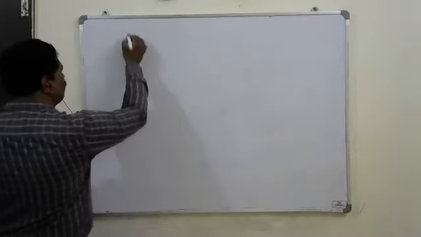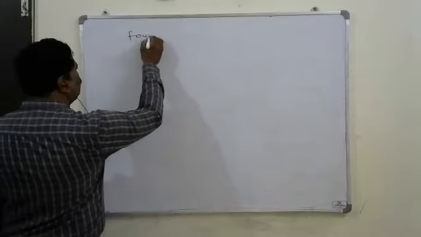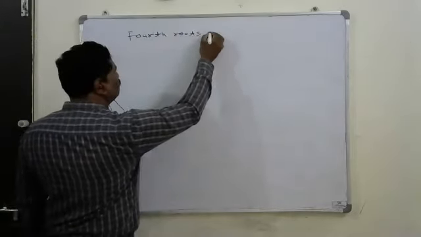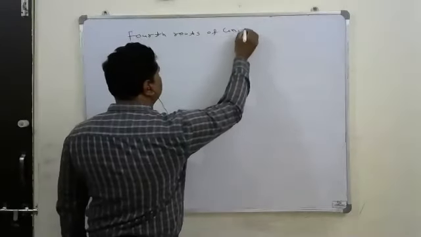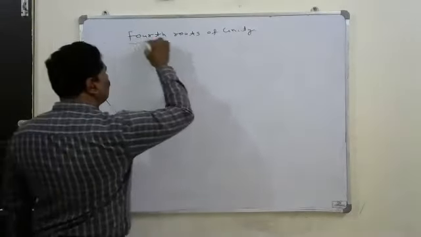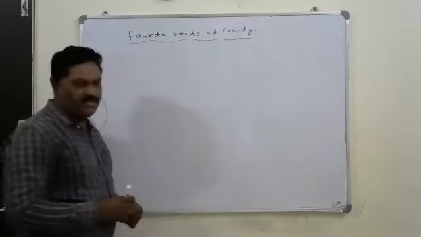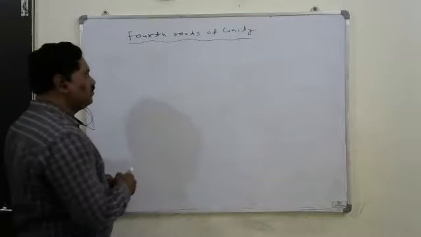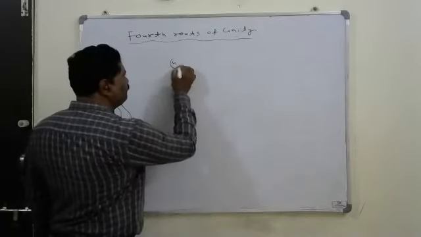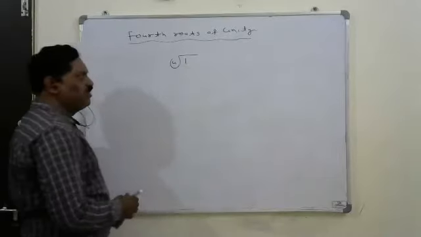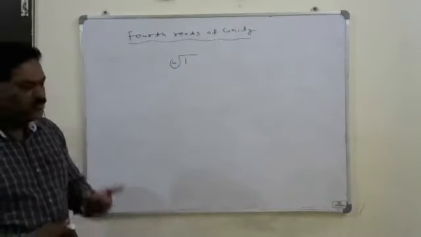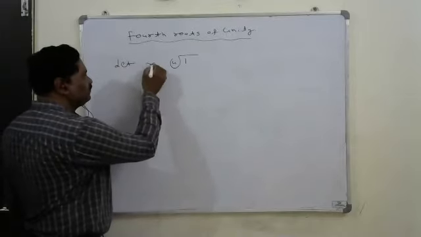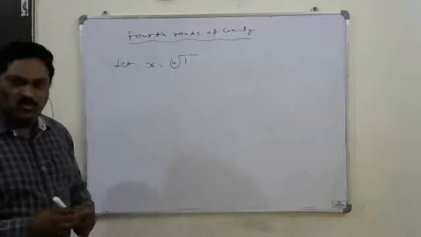Okay, now keep the subheading: 4th roots of unity. What are the 4th roots of unity? Now look at this. What does fourth root mean? Fourth root of 1 is called 1 power 1 by 4. I don't know what the value of this is, so take it as x. x is equal to the fourth root of 1.